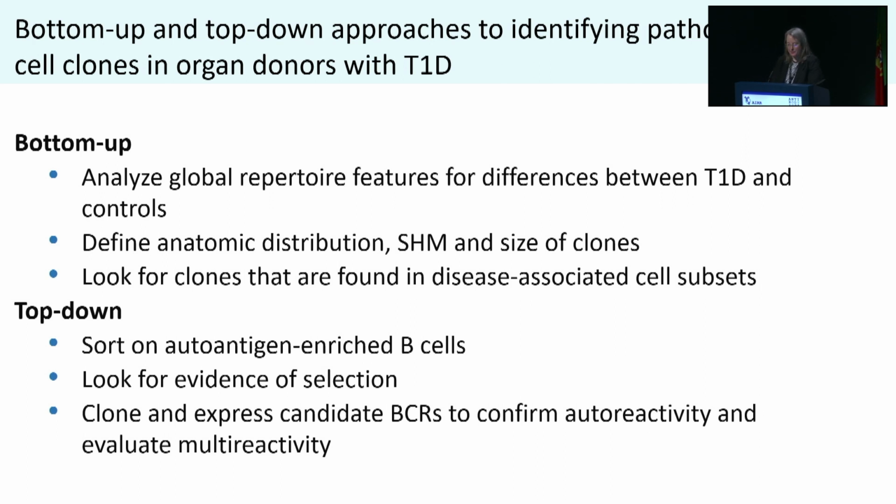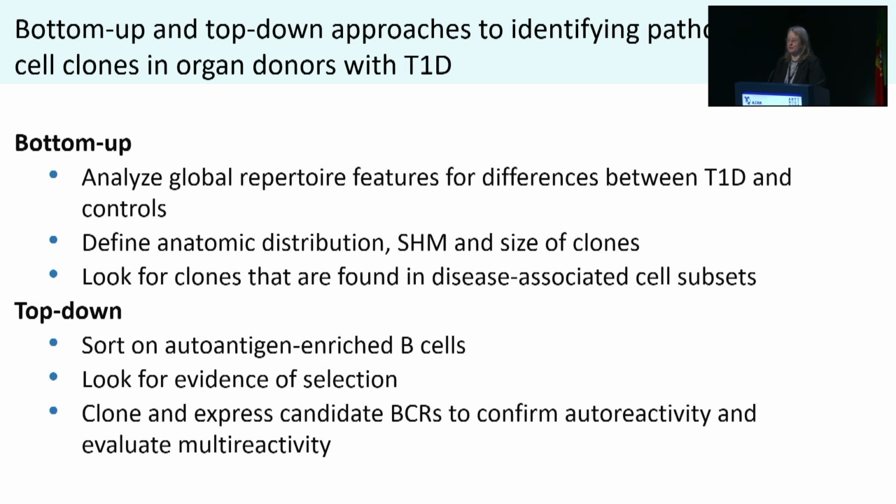So bottom-up, or guilt by association, if you will, is that you analyze global features of the immune repertoire in the tissues of these organ donors, and you look for differences between type 1 diabetes or autoantibody positive donors and control donors. You define the anatomic location of B cells, you look at features of the repertoire such as somatic hypermutation or clonal expansion, and then you look for clones of B cells potentially that are enriched in either particular tissues such as pancreatic lymph node or particular B cell subsets. So that's bottom up. It's kind of agnostic to antigen, right?